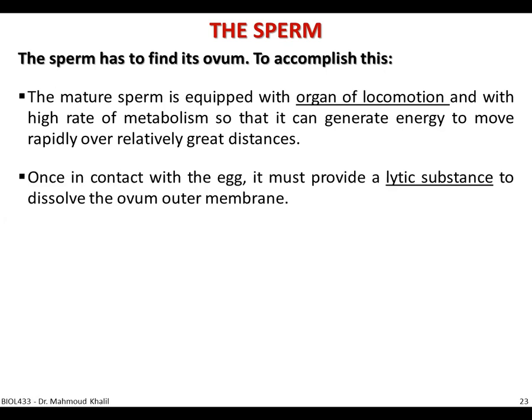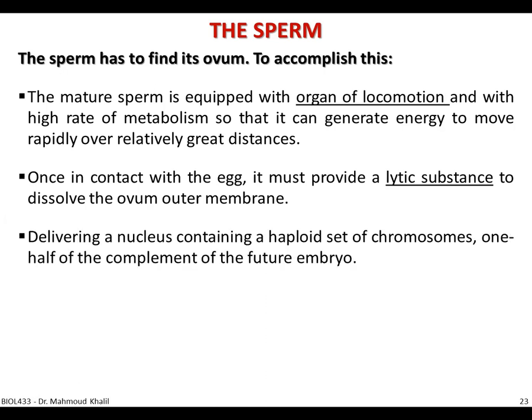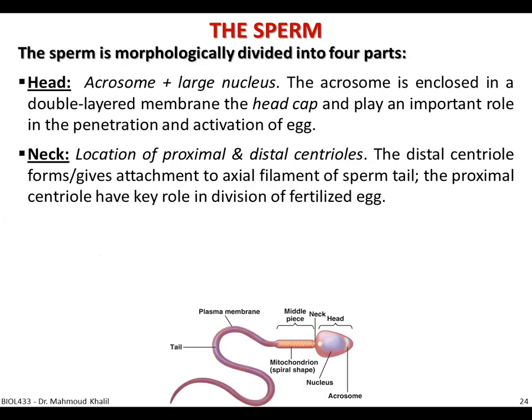Once in contact with the egg, it must provide another peculiar structure that the sperm possesses, which is a lytic substance to dissolve the ovum outer membrane. Additionally, this leads to delivering the nucleus containing the haploid set of chromosomes, 1/2 of the complement of the future embryo, to the ovum. So the sperm is morphologically divided into 4 parts.